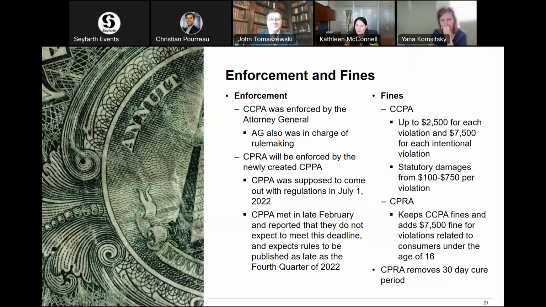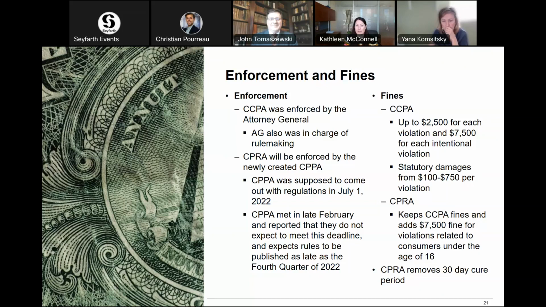Next slide, which I think is our last slide, we're going to briefly touch on enforcement and fines. The enforcement and fines are similar to what was set up under the CCPA. The enforcement body has changed from the Attorney General to the CPPA, the California Privacy Protection Agency, which is also the body tasked with the regulation creation that we are still waiting on finalization for.